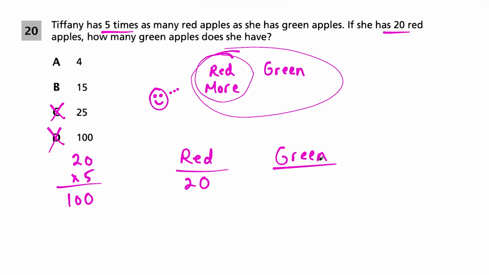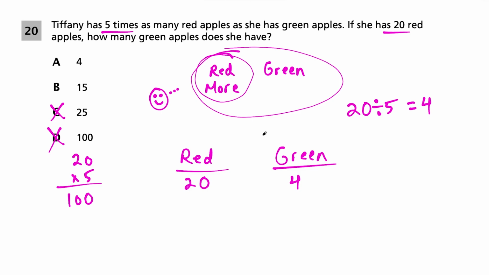But now let's think about this. If she has 5 times as many red as she has green, that means we would multiply the number of green apples she has by 5 to get 20. So to undo this, the opposite of multiplying by 5 is dividing by 5. So watch what happens when we do 20 divided by 5. 20 divided by 5 is 4. So now let's say she has 4 green apples.